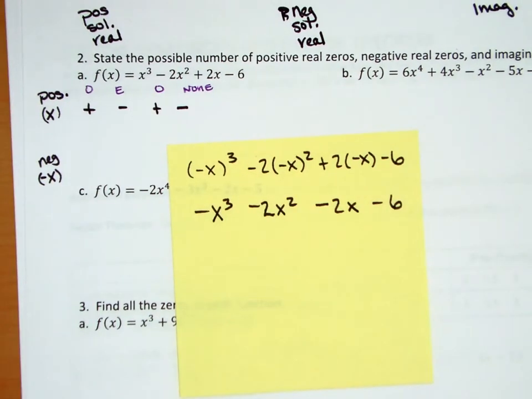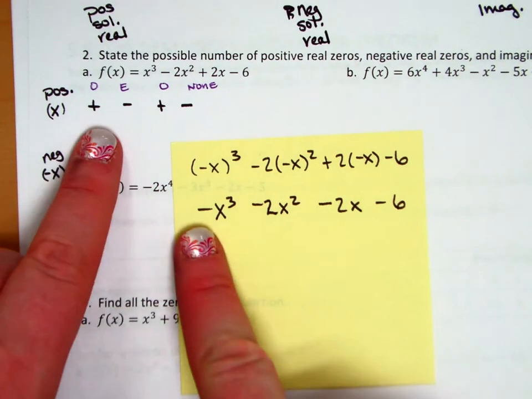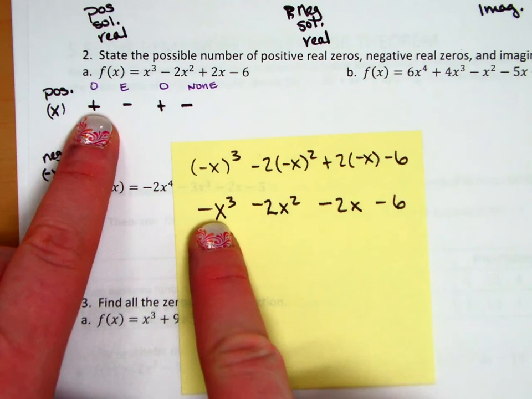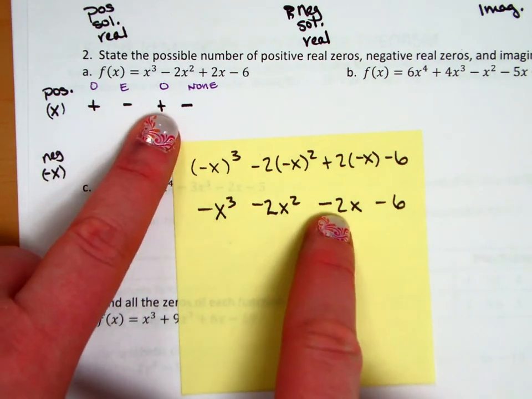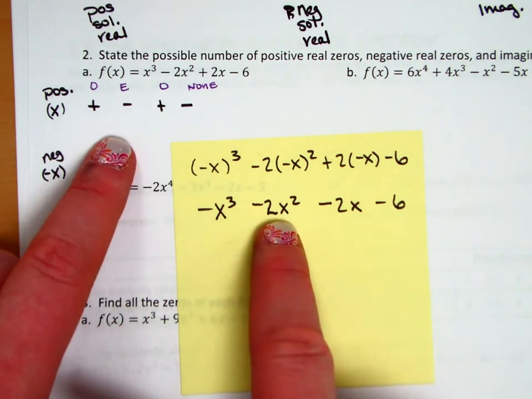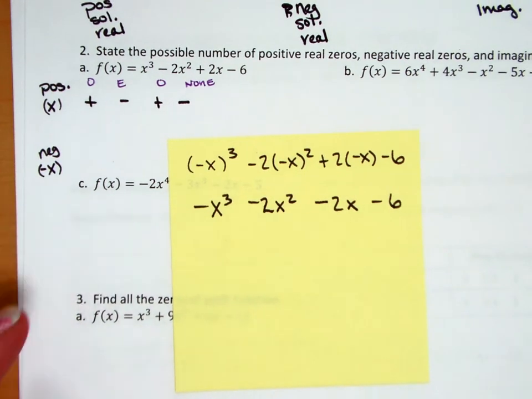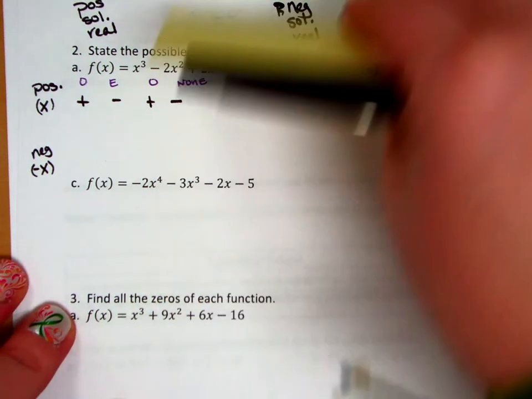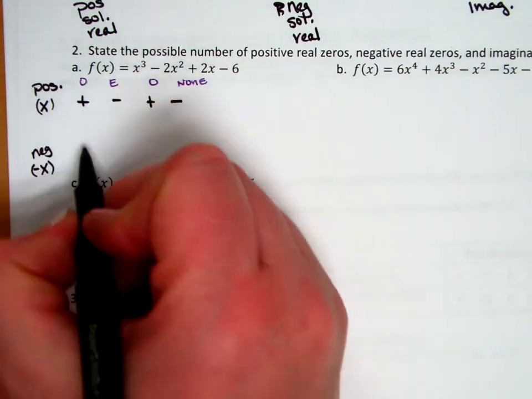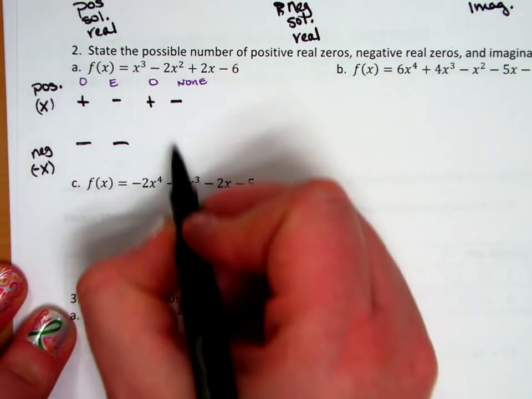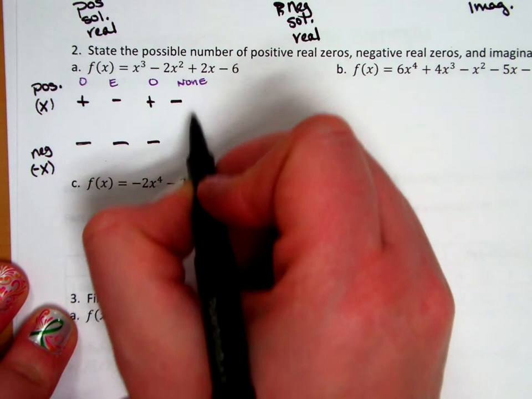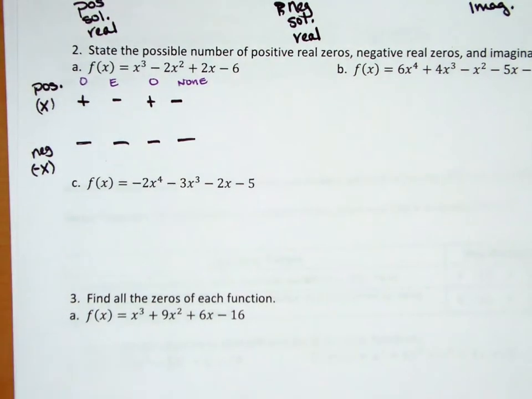So what happens is when you plug a negative value of x in, all the exponents that were odd, even, odd, none, all the odd exponents, their signs change. Wherever you have an odd exponent, all you do is change its sign. Sign, once again, is the symbol in front of the term. This would be odd, so it's now negative. Even stays the same. Odd changes. None definitely doesn't change because there's no x to plug in.